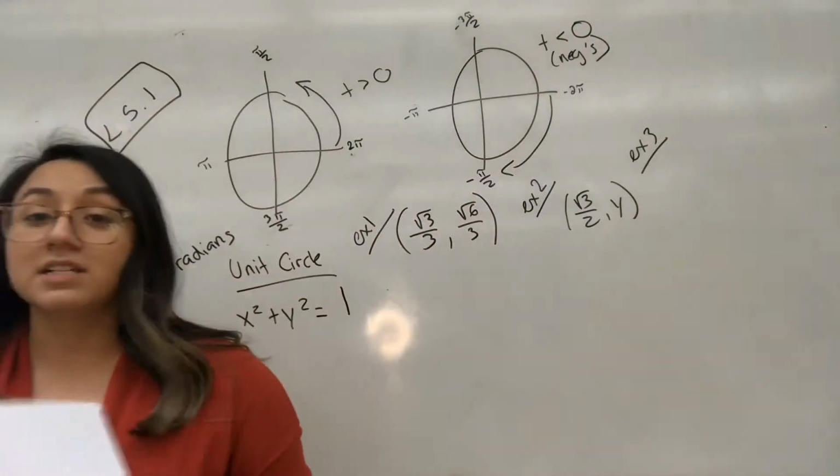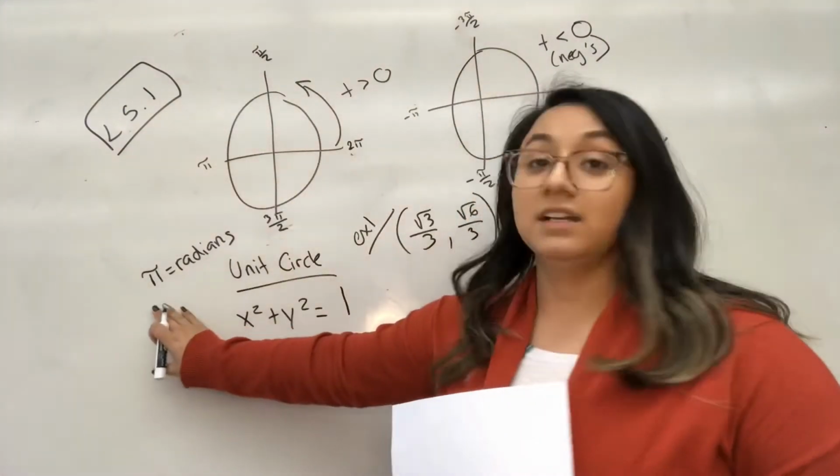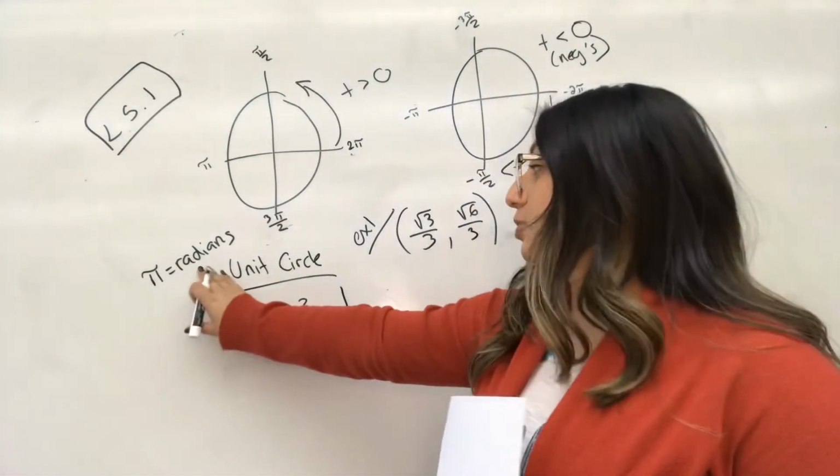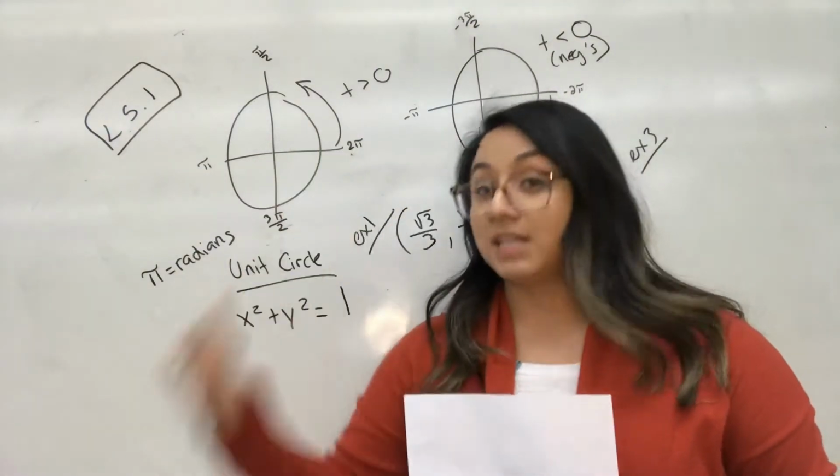So this lesson is an intro to trig. Again, whenever you see the pi symbol, it's not a reference to pi, it's actually a reference to radians. So you're going to keep that with you. Keep in mind it's radians, it's not pi.